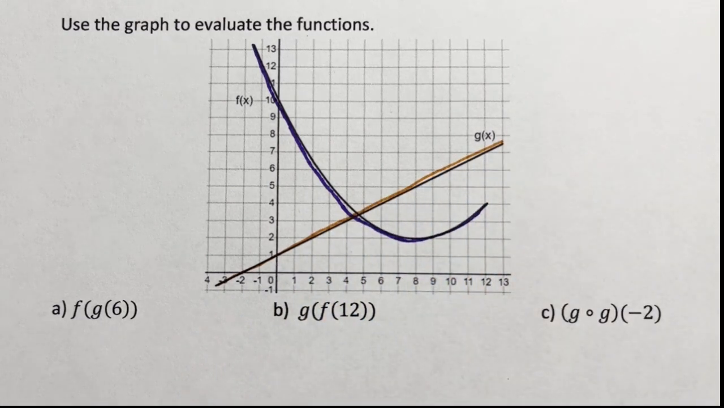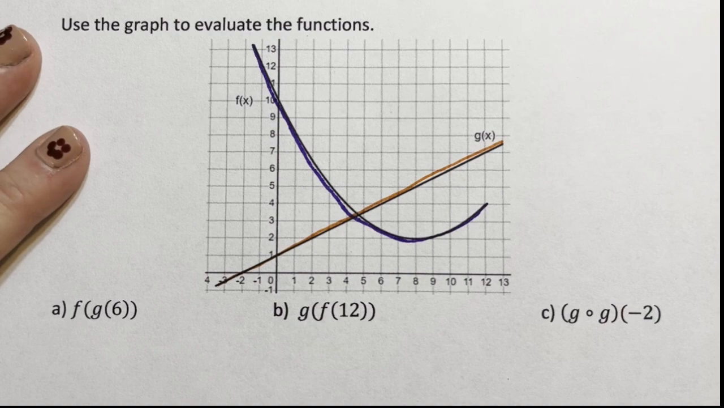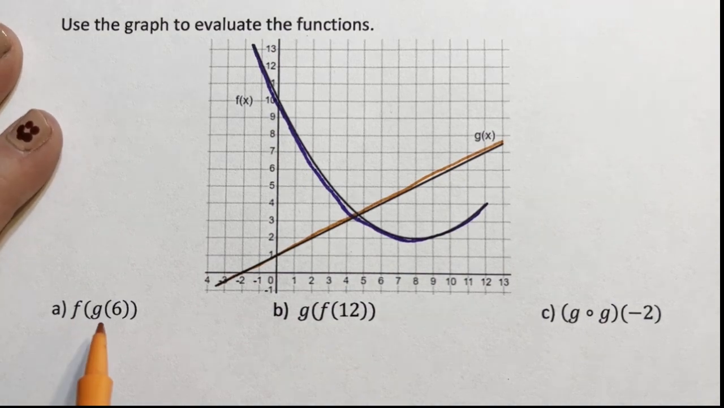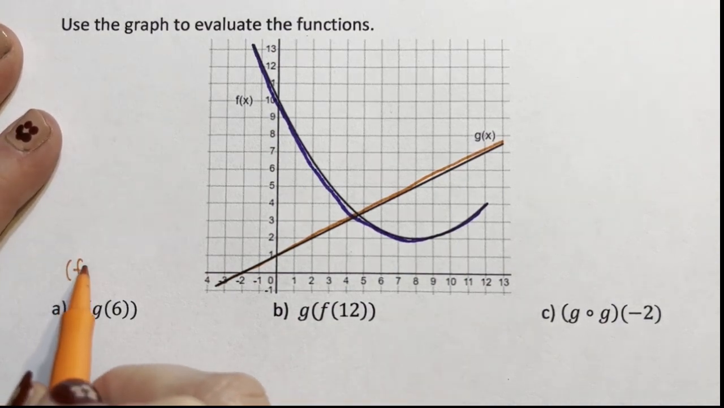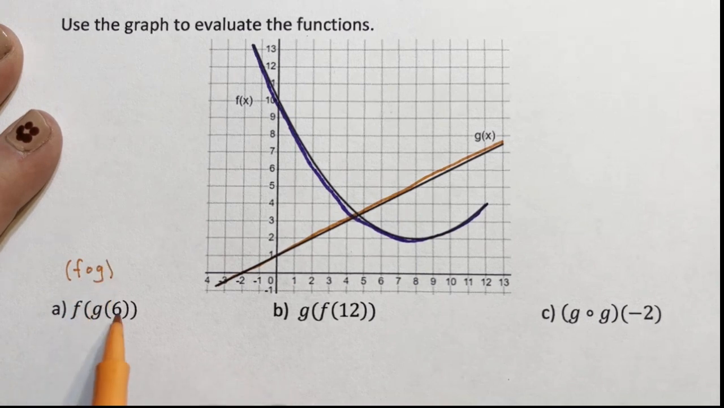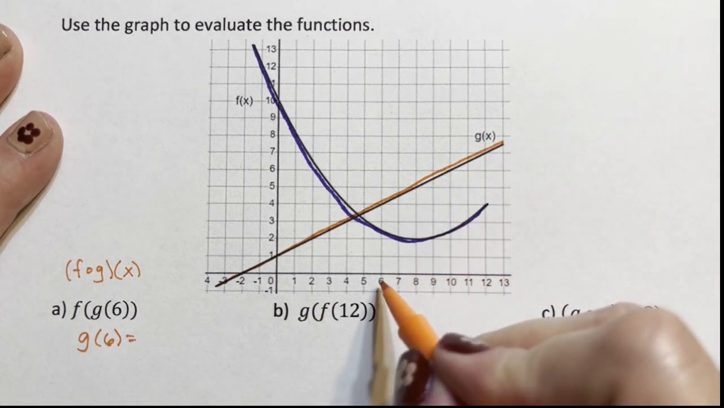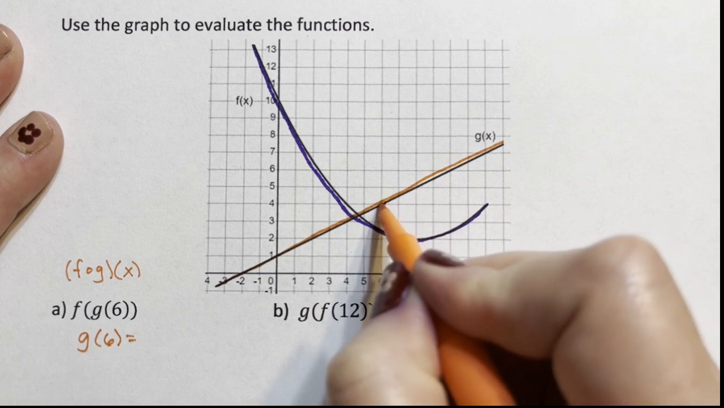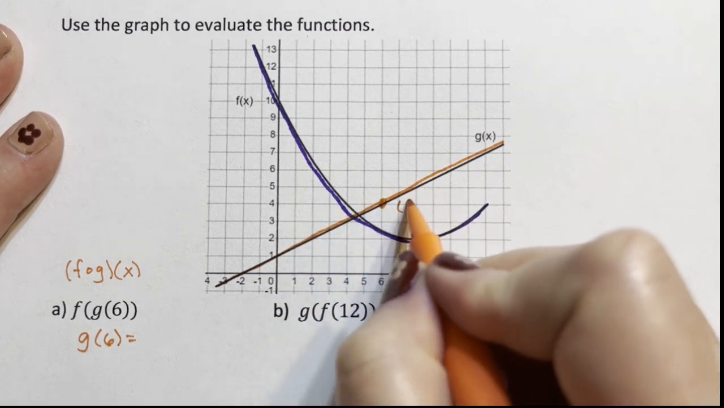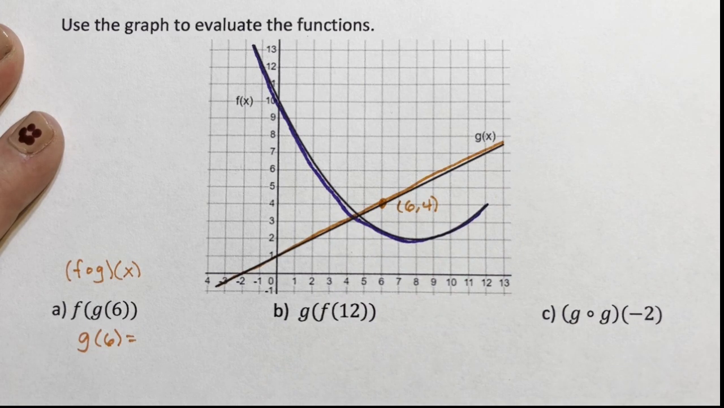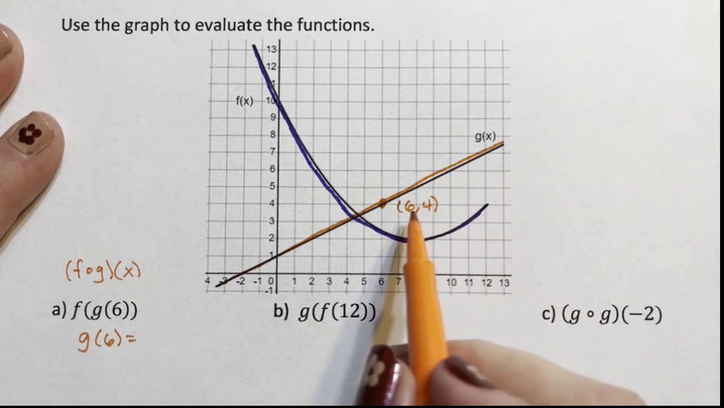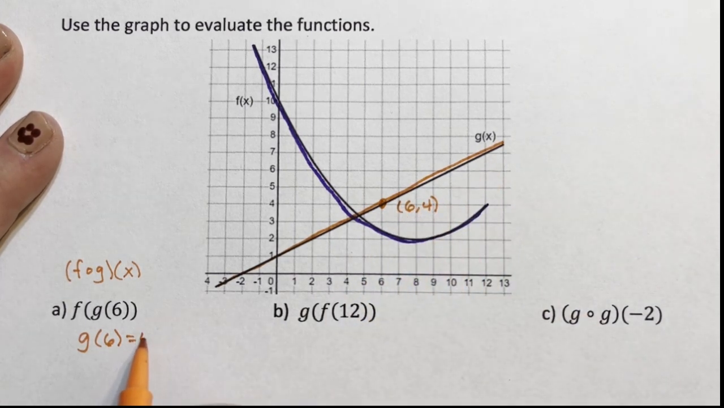Okay, so in this first one, it says f of g of 6. That's the same if you've seen it in other ways, f of g of x. You start with the inside, so we want to start with figuring out what g of 6 equals. g of x is our orange graph. So we come to the input of 6, we come up to the graph. This point right here is (6, 4). So when x is 6 on g of x, our output is 4.